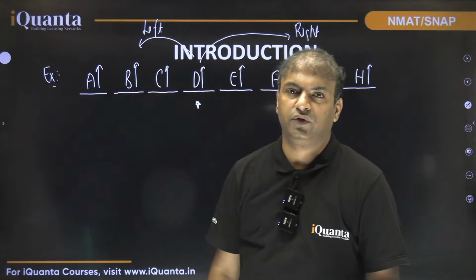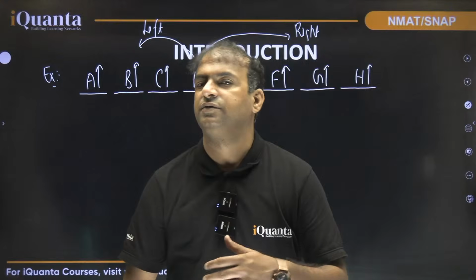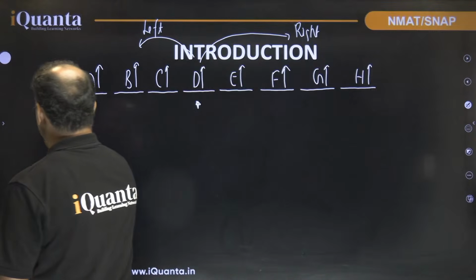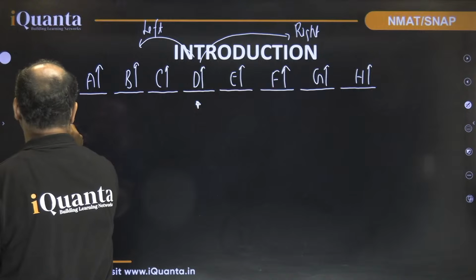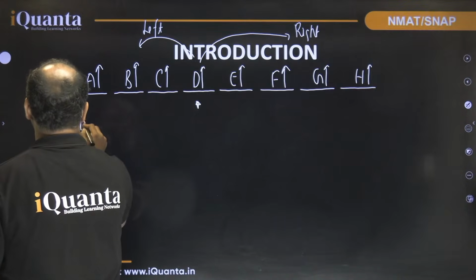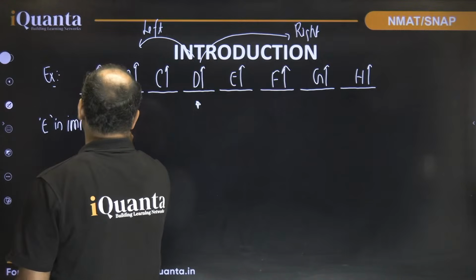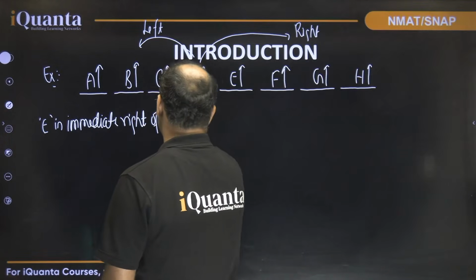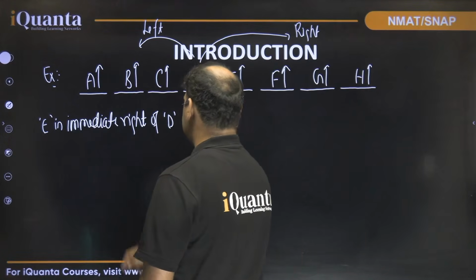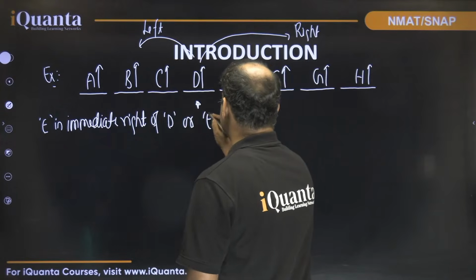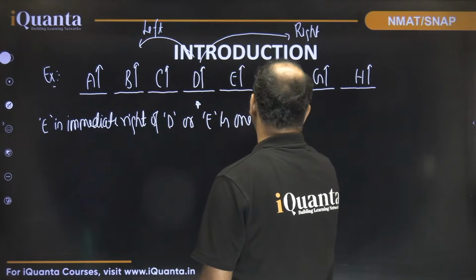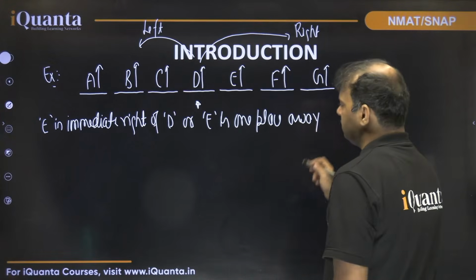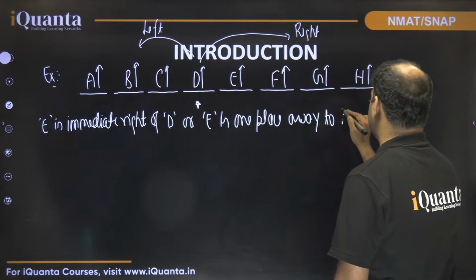But now we are going to talk about everyone with respect to D, one by one, right? Let's talk about E. We can say E is immediate right of D. There can be more terminologies. We can also say that E is one place away to the right of D. This is also a way of writing the same statement.